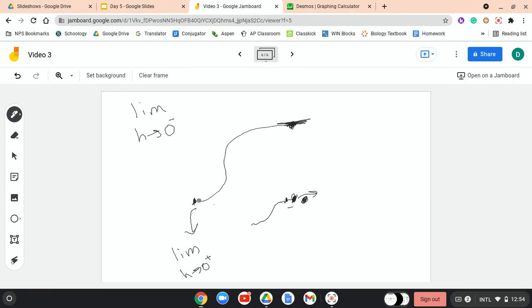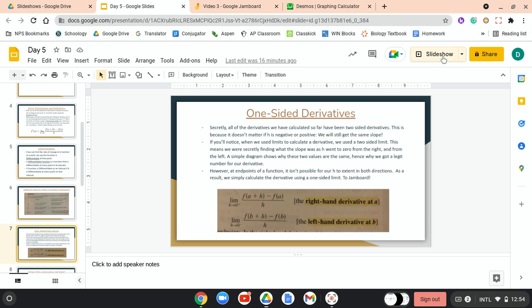We'd have to pick a point close to it from the right because there's no point close to it on the left. No matter how close you get, there's no point to it on the left. So we can only calculate a right-hand limit because there's no point that exists on the left. So we have to calculate the slope using only points that exist on the right as they get closer and closer to each other. So that's one-sided derivatives.